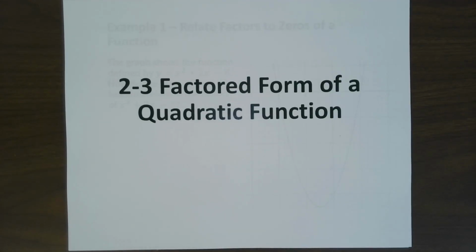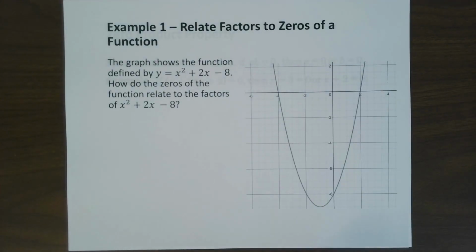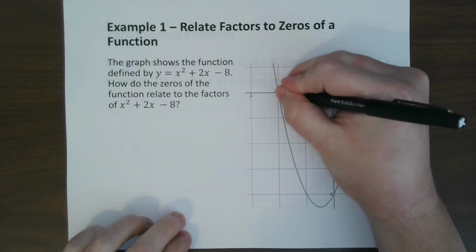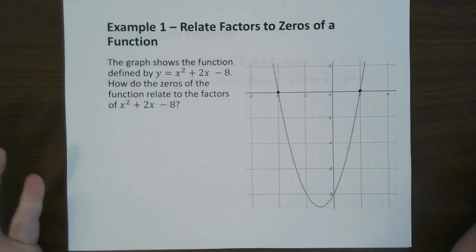Hi, today's lesson is on the factored form of a quadratic function. So first thing we're going to do, there's a relationship between the factors and the zeros of a function. If we take a look at a graph, the definition of a zero is where it crosses the x-axis. The reason they call it zeros is when y equals 0.